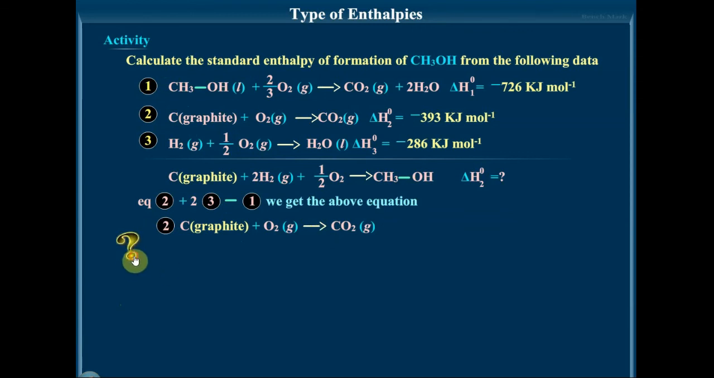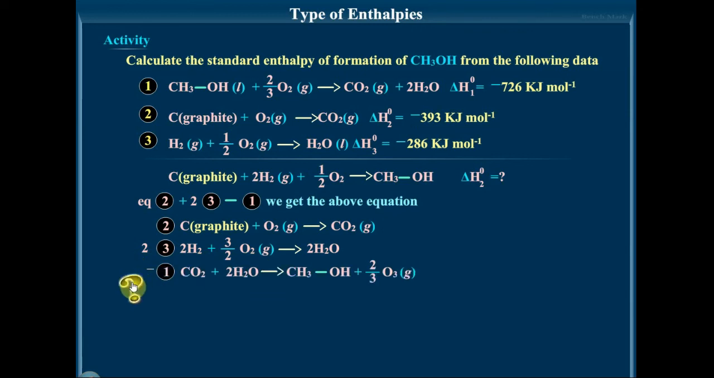Next, 2 into 3. That is, this equation into 2 we have to do. So it is 2H2 plus, 2 into half means it is 3 by 2 O2. Again here it becomes 2H2 because the whole equation has to be multiplied by 2. And then minus the first equation. The first equation you are taking as such, minus the first equation. So when you are doing all this process, you will get this equation. Write in your notebook and try getting it.